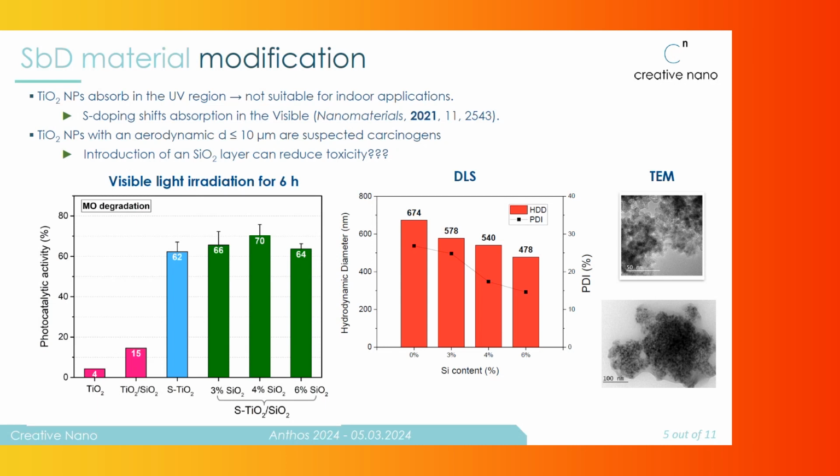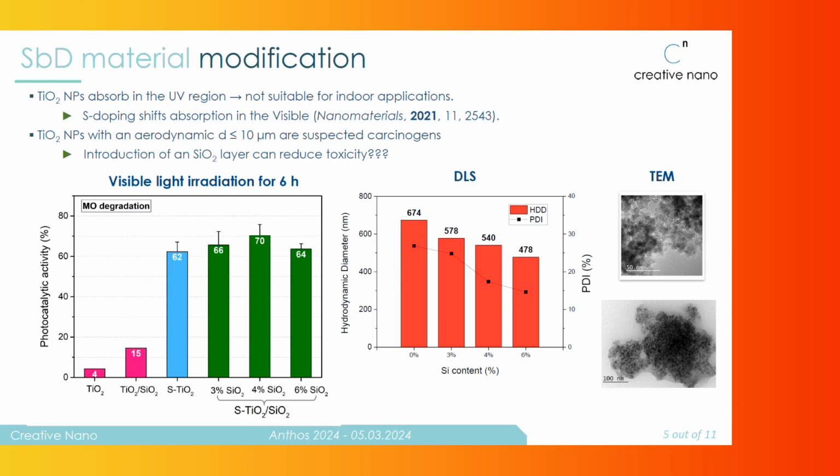So this is because, based on TEM and DLS data, as we add more silica to partially cover the surface of the sulfur-doped titanium oxide nanoparticles, the silica layer partially restricts particle growth. The particles become smaller and smaller as we add more silica in our reaction mixture. You can see it here based on the DLS.